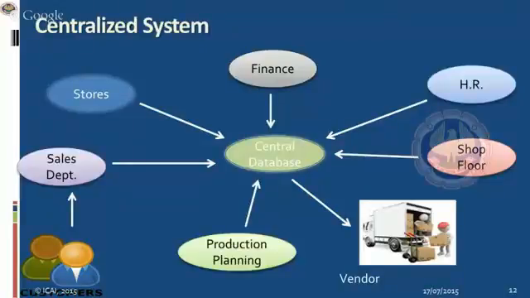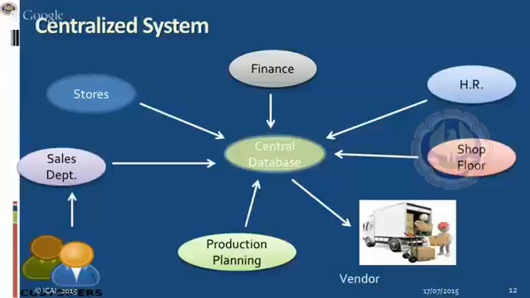So there is no duplication of work. Data is maintained centrally at one location only, and the data is updated on a real-time basis. So if the production planning department has to check the position of stock of a particular raw material, they can check in the central database.